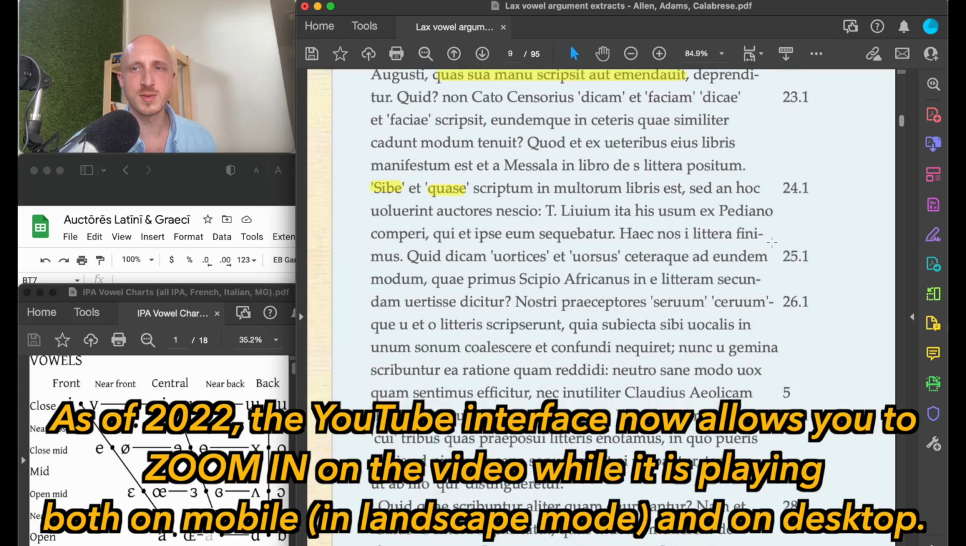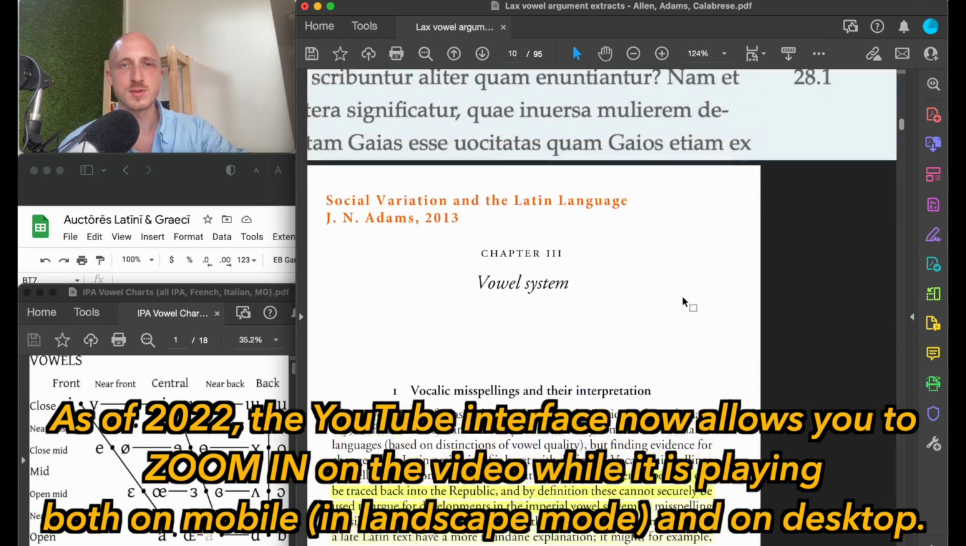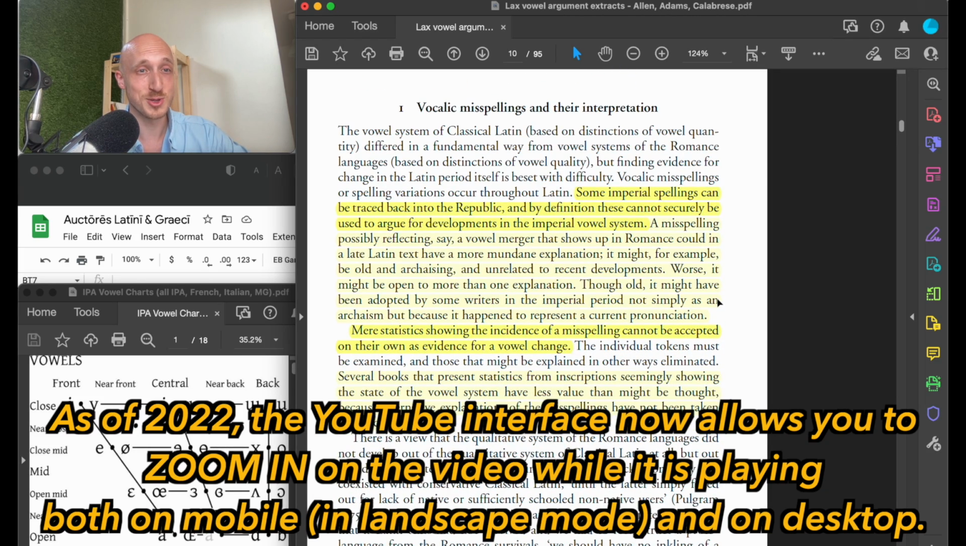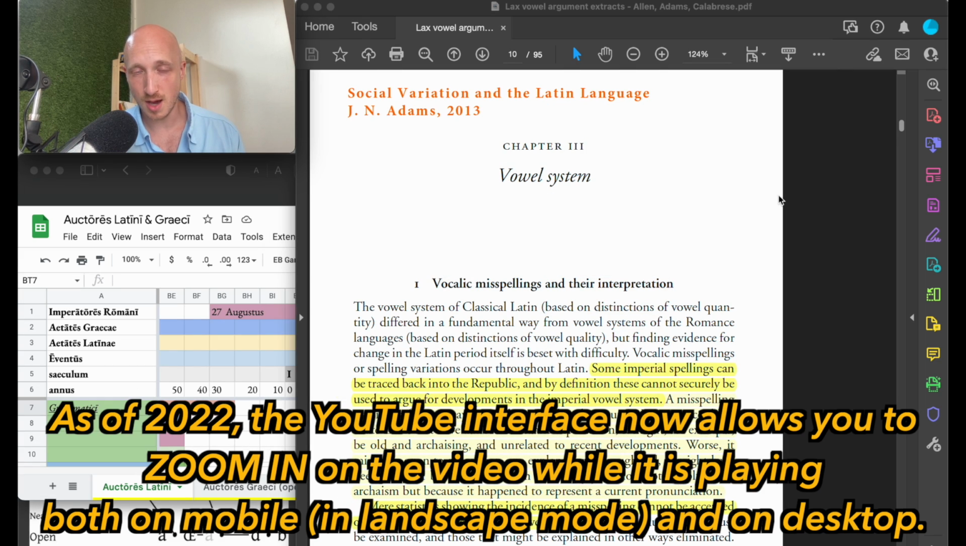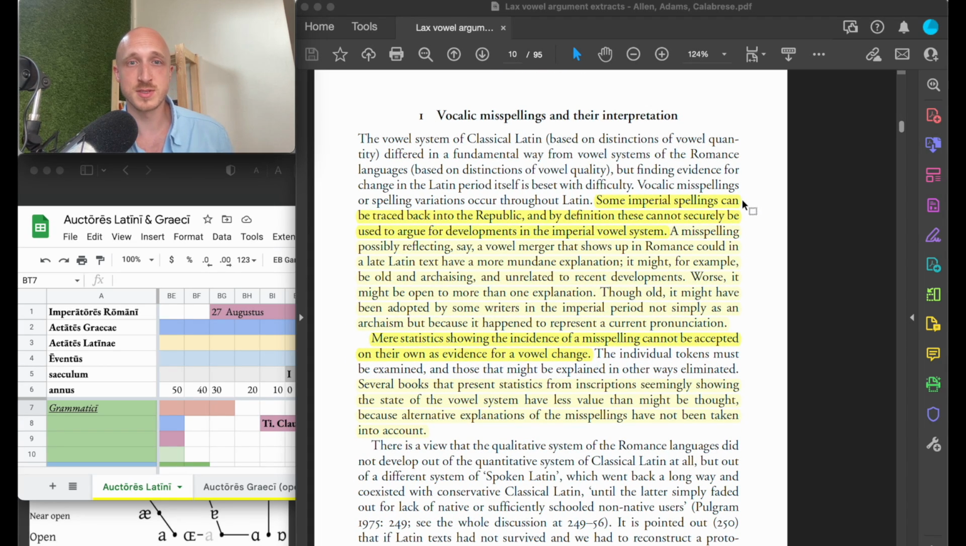So I wanted to show you some of these primary sources before we get into J.N. Adams, Social Variation and the Latin Language. Now this is the really good stuff. We're in for a fun trip here. The comments, statistics, and conclusions of J.N. Adams in Social Variation and the Latin Language from just a few years ago, 2013. So it talks about the vowel system, vocalic misspellings and their interpretation. Vocalic misspellings or spelling variations occur throughout Latin.